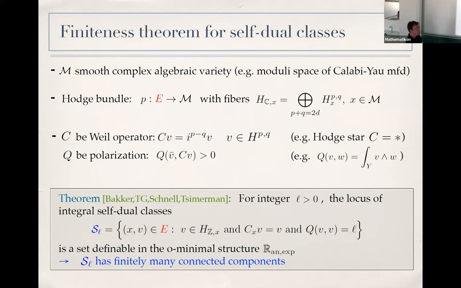And furthermore, if you impose the condition that Q, the product of this integral class with itself, is actually equal to L, then the resulting set of solutions, this space S_L, is actually a set from one of these, which you pick out of one of these o-minimal structures. Now, why is this interesting? It essentially states from general theorems that S_L has only finitely many connected components, and therefore it proves exactly this conjecture, which was around for 20 years.